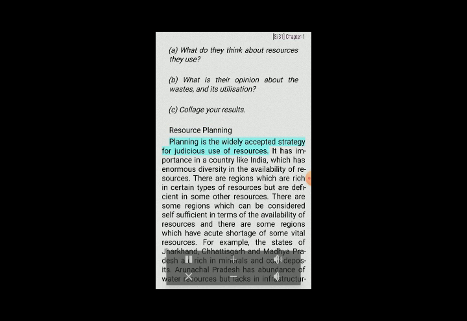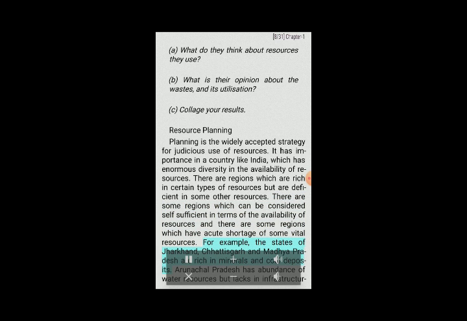Resource planning. Planning is the widely accepted strategy for judicious use of resources. It has importance in a country like India, which has enormous diversity in the availability of resources. There are regions which are rich in certain types of resources but are deficient in some other resources. There are some regions which can be considered self-sufficient in terms of the availability of resources, and there are some regions which have acute shortage of some vital resources.